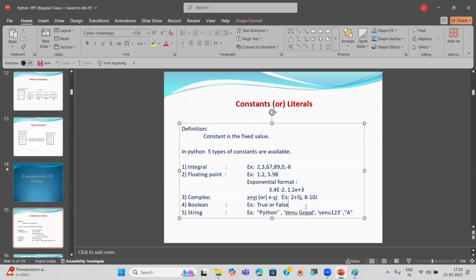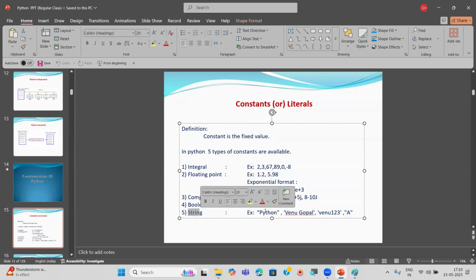Whenever you compare the values, for example, 5 greater than 2, what is that? True. At that time, it will return true, like that. 5 greater than 2, that is true. So, Boolean values we use whenever you compare values; the result will be returned as true or false based on the values.